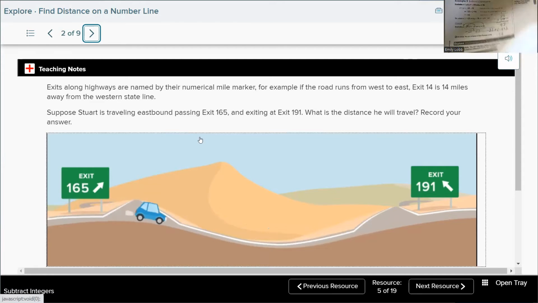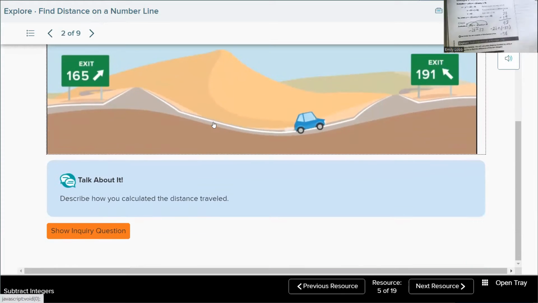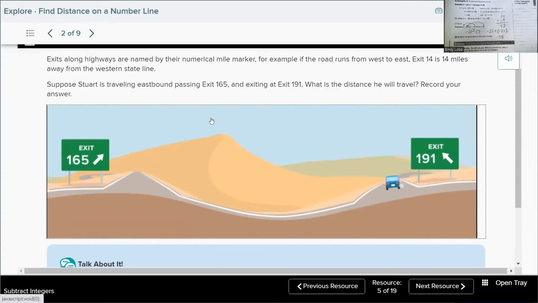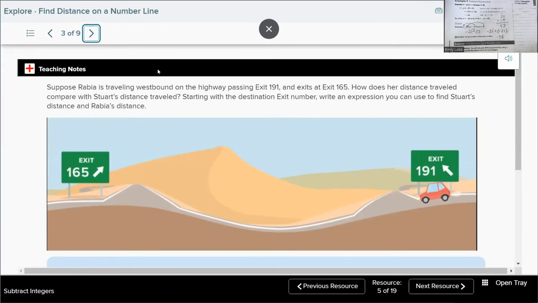Record your answer. Okay, so let's think. How can we calculate this? How would you figure out how many miles it was from 165 to 191? What would you do? You would subtract, right? You would take your bigger and you would subtract your smaller to see how many miles it would be. So that's something we've probably done before.